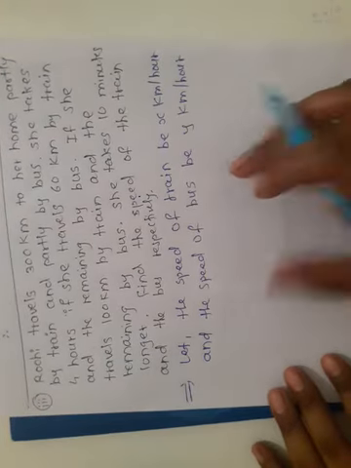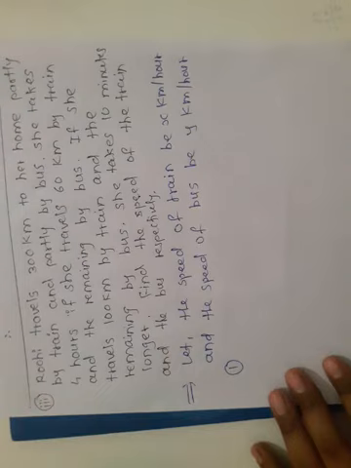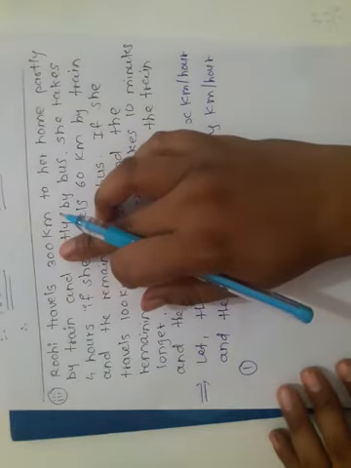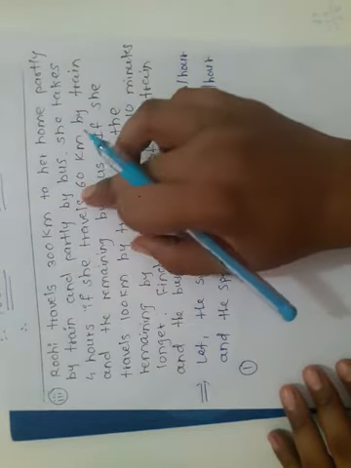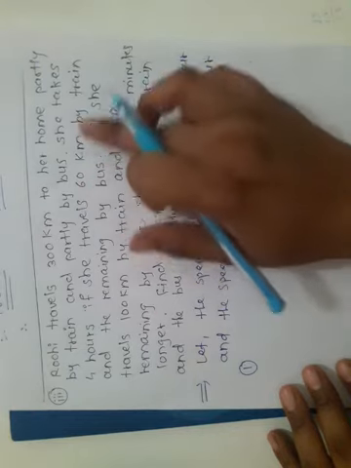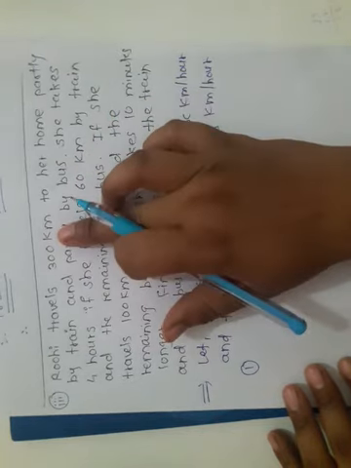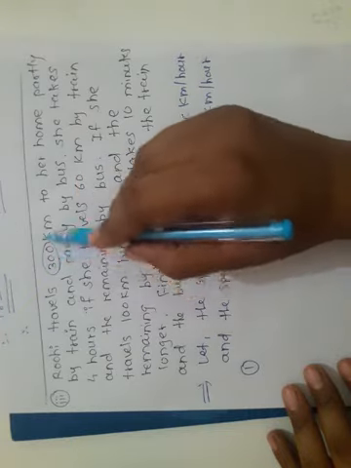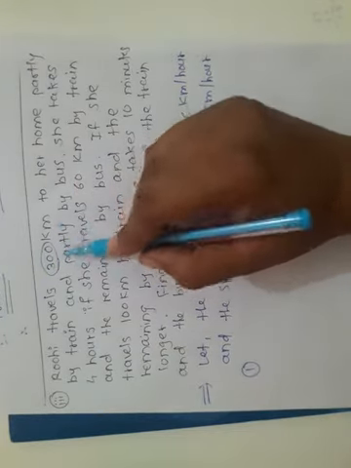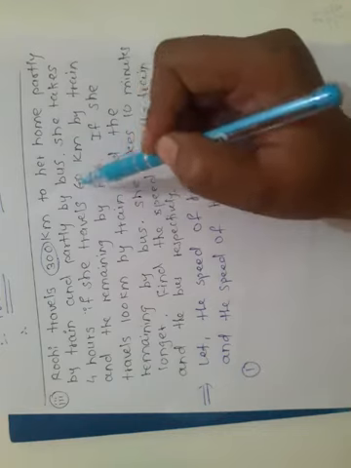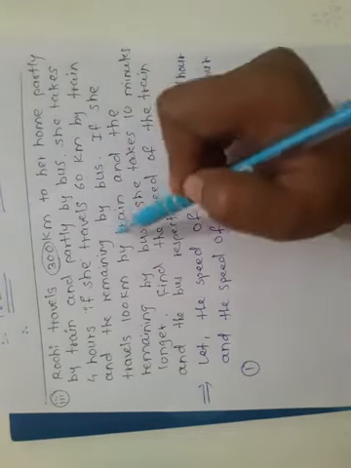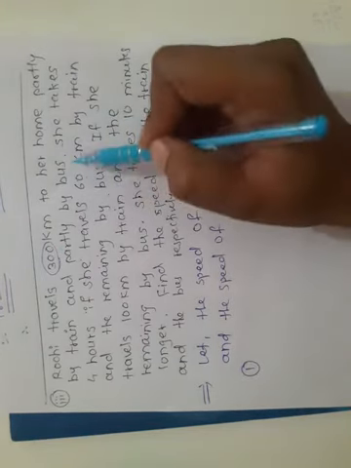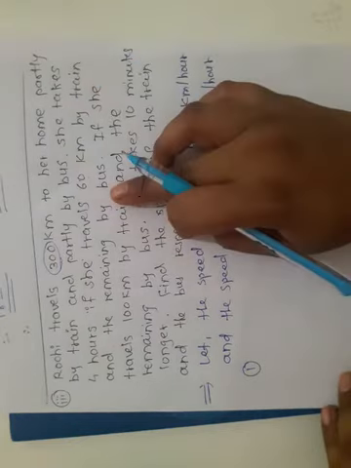Again, two cases are there. The first condition is: she travels 300 kilometers, with 60 kilometers by train and the remaining distance by bus. The total distance is 300, covered partly by train and bus. She covered 60 kilometers by train, and the remaining, 300 minus 60, is equal to 240.